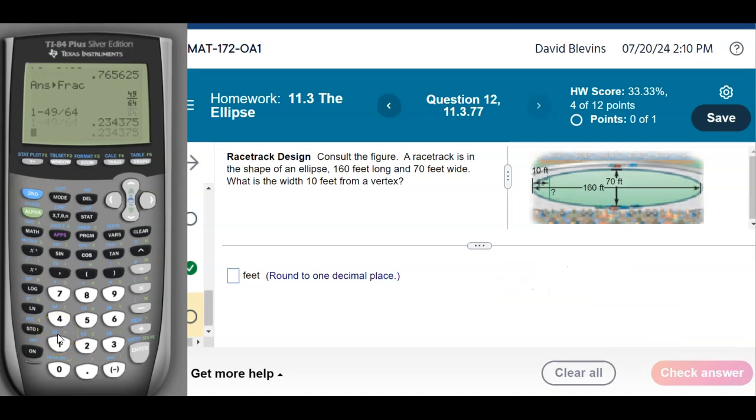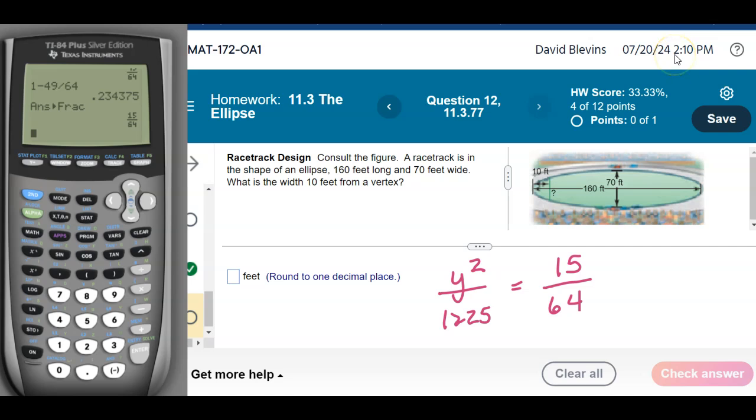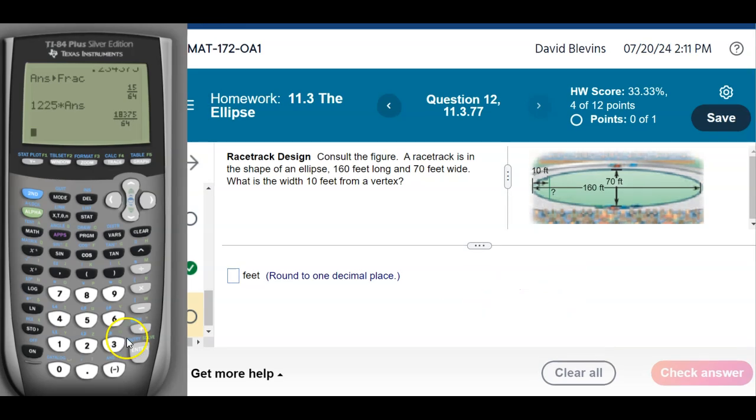1 minus 49 over 64 is this. I'm going to do math 1, change it back into a fraction. So y squared over 1225 equals this fraction. Multiplying by 1225, and then I need to take the square root. So there's what we get.